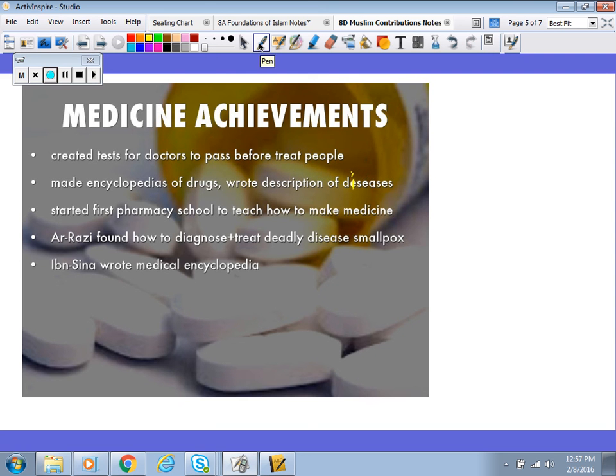All right. They start their first pharmacy school. So like Rite Aid, right? Or Walgreens, the part in the back where they learn how to make different medicines. So we start to have our first foundations of ways to treat diseases. They find out how to diagnose and treat the deadly disease known as smallpox. So the Muslims come up with a cure for it. Unfortunately, that cure did not get sent with the Europeans when they came to America the first time, and smallpox devastates the Native American population 1,000 years later. So those are some achievements that we have in medicine under the Muslims.